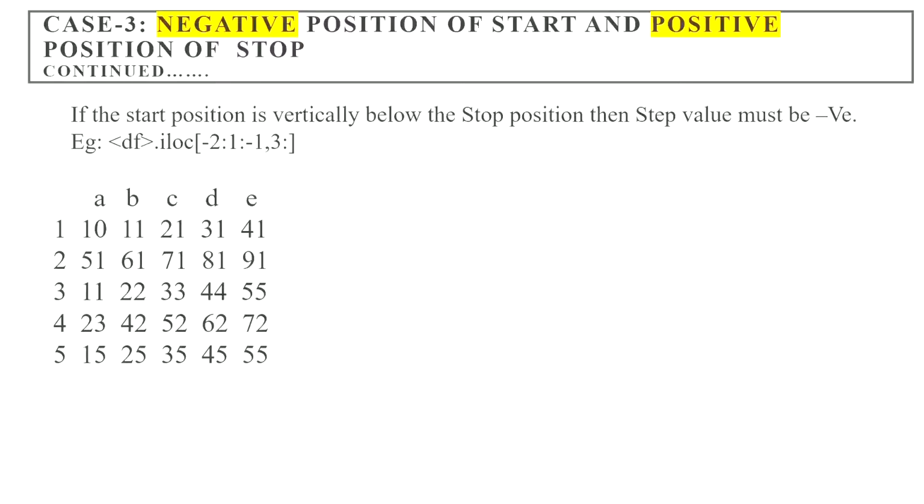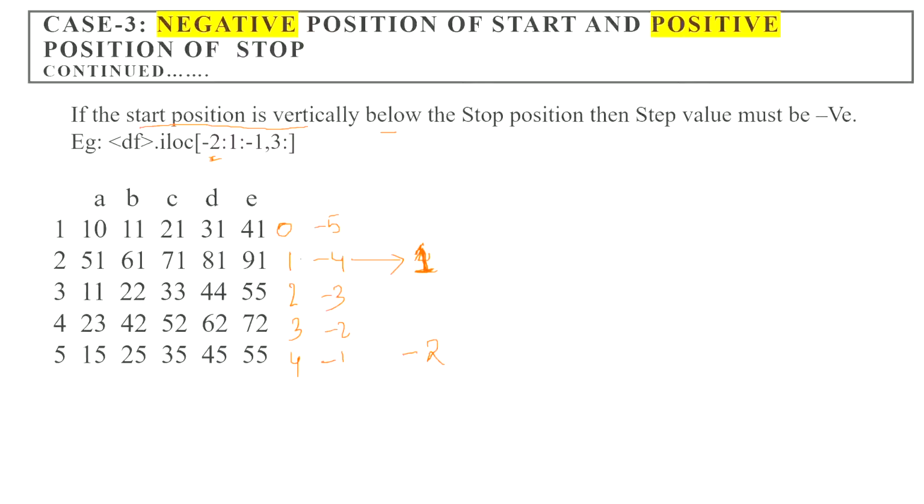Whereas here it is 0, 1, 2, 3, 4. Now here it is 1, 2, 3, 4, 5. Now what I said, start position is vertically below. What is the start position? -2. So -2 is here. And where is 1? 1 is here. Right? 1 is here.